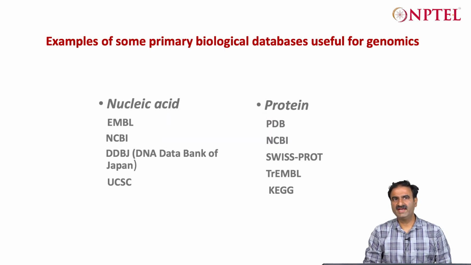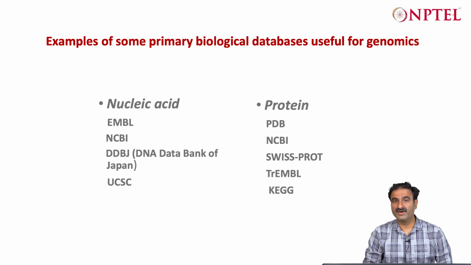Now when you see data, broadly we can classify it into two types: the nucleotide data or the protein data. Some commonly available nucleotide databases include EMBL, DDBJ, and NCBI.